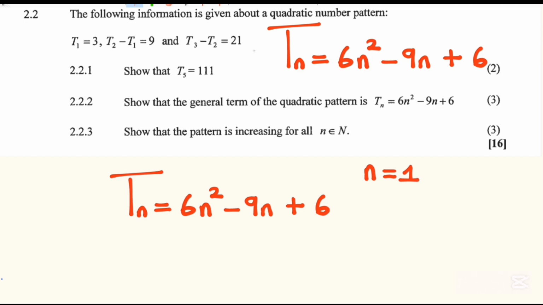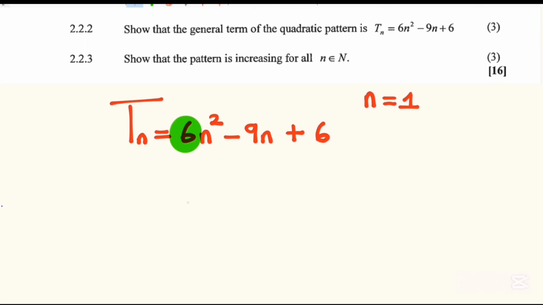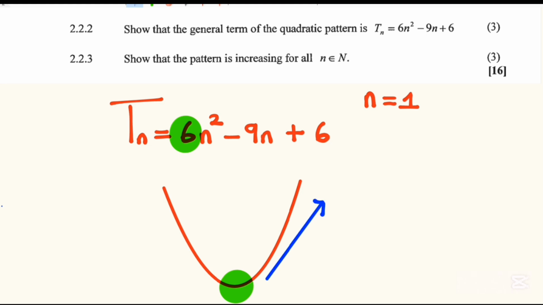And since the coefficient of n squared is positive, Tn will take the following shape when drawn, and we have our turning point. From the turning point going up, Tn is always increasing. There are two scenarios that we can have for n is equal to 1.